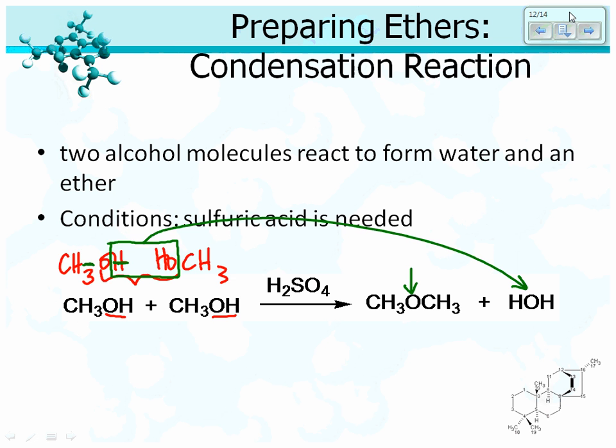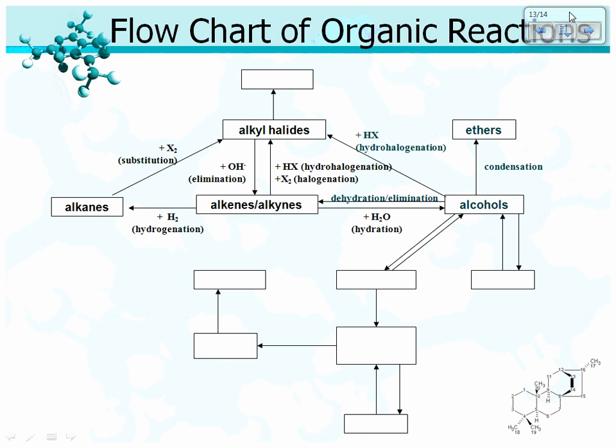All right, so that was sort of a quick explanation. If you have questions about that, hopefully I can answer them in class when we go through some activities. Your flow chart now, we've added in alcohols over here. We've also added in the reactions of alcohols. So we've looked at hydrohalogenation to make an alkyl halide. We've looked at the dehydration or the elimination reaction to make an alkene. And we've looked at condensation to make an ether.